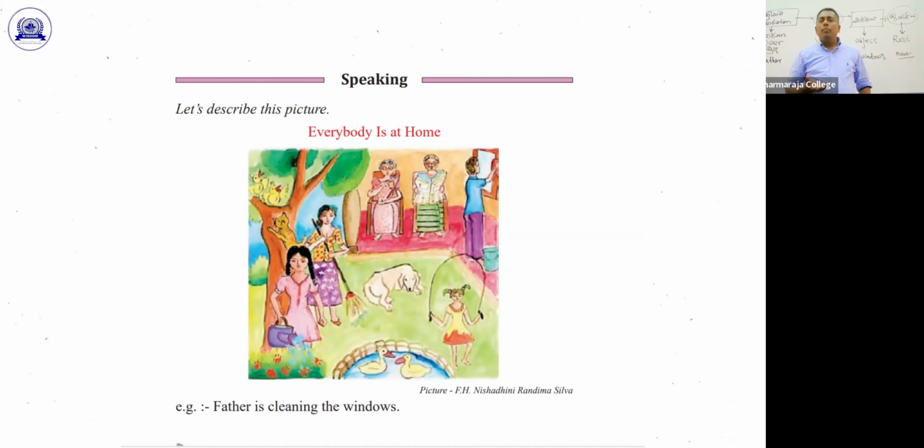Now plural. What are the ducks doing? The ducks are swimming in the pond. What are the birds doing? The birds are singing on the tree.